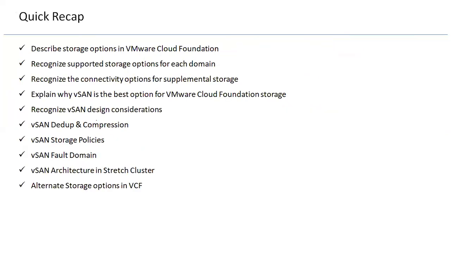So what we have covered in this webinar: we have talked about the available storage options, where primary storage we refer to as principal and secondary as supplementary storage. The supported storage options, the preferred option of storage, the connectivity method, design considerations, dedupe and compression, storage policies, FTT, stretch cluster, and the alternate storage options in VCF. That's all about this webinar.